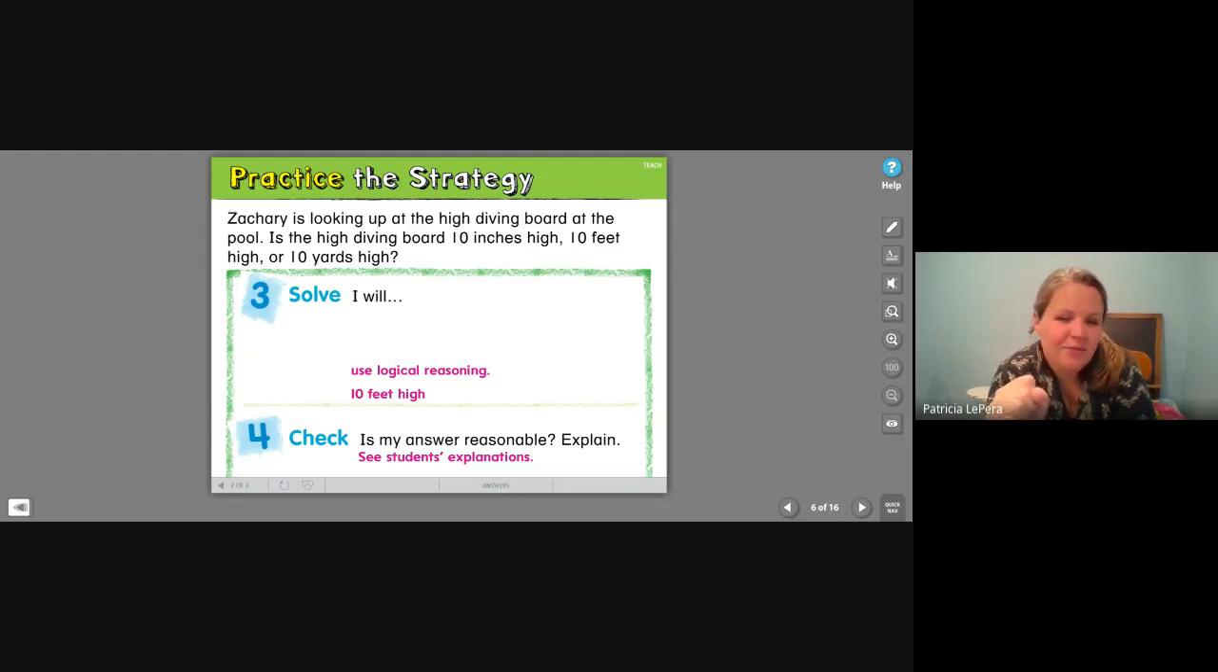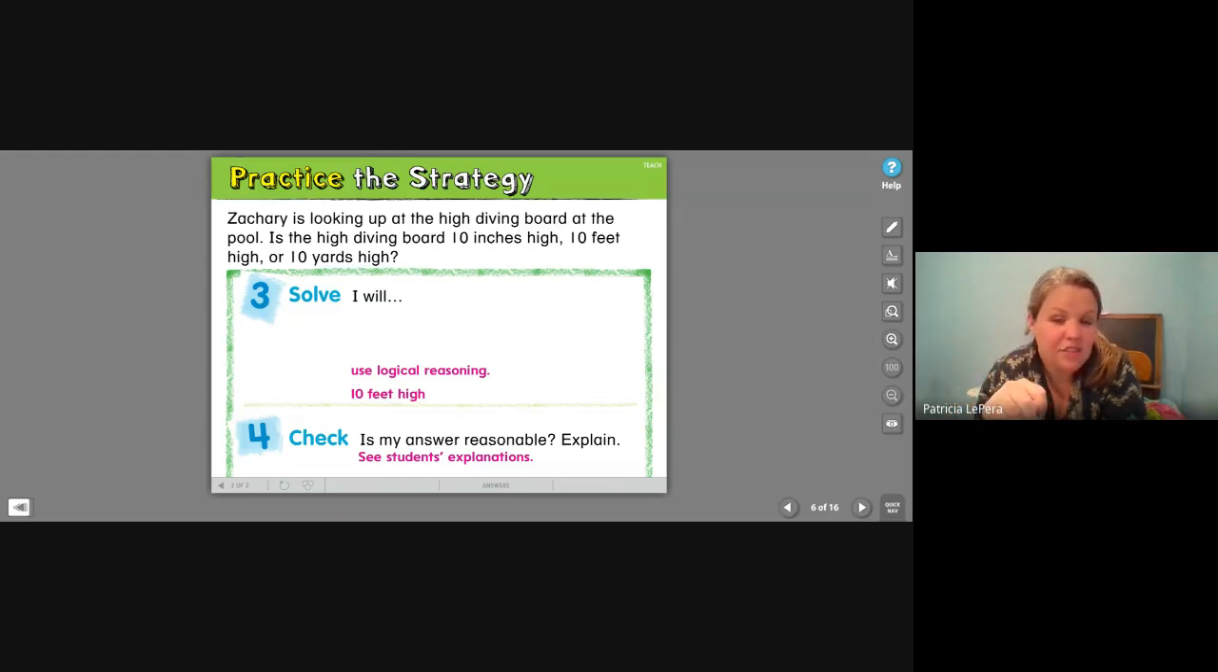And our answer would be 10 feet high. 10 feet high would be about twice as high as me. So you'd have to climb up a ladder for sure to get to the top. And I think that's a good height for the high diving board at the pool. Yeah, you probably would have to climb 10 steps to get up there.